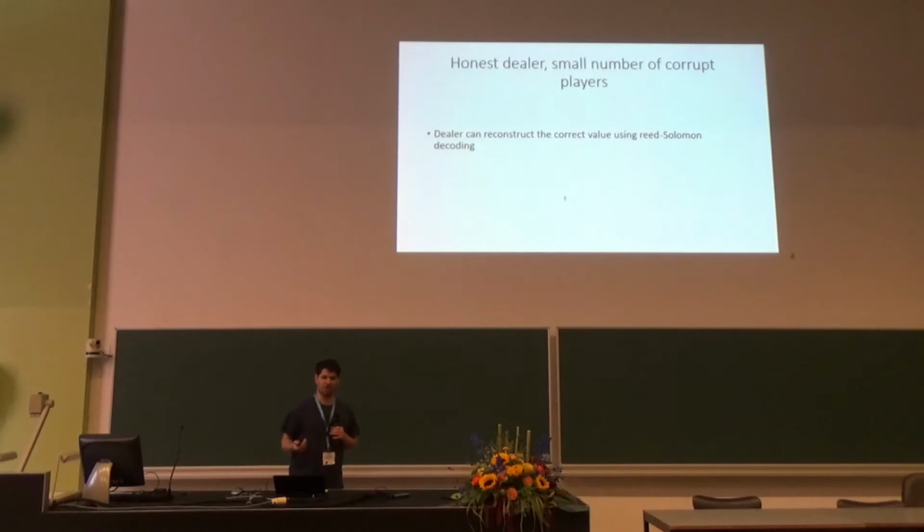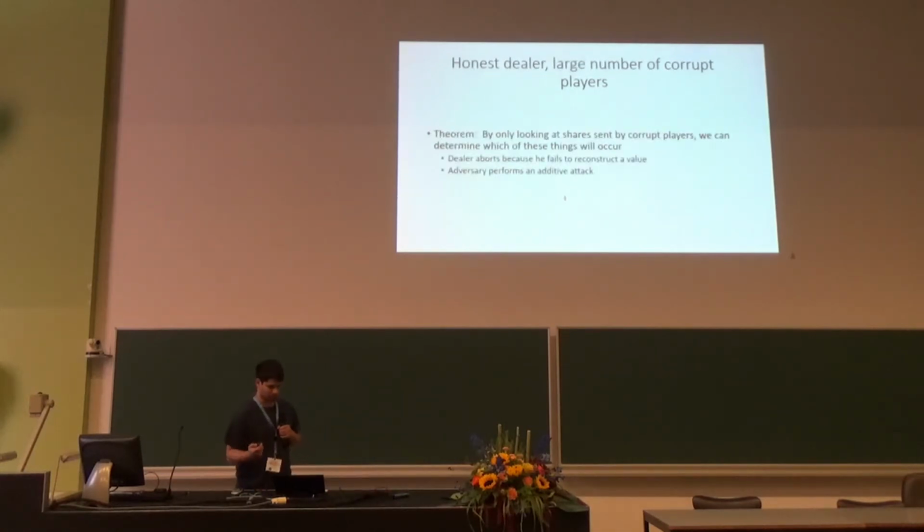The first case is an honest dealer and a small number of corrupt players. If the dealer is honest and he receives shares, and there are very few bad shares, fewer than (n-t)/2, he can apply Reed-Solomon decoding and say, hey, these are bad shares. Let me discard them and recompute what the value actually is, and in this way he can completely ignore the corrupt players. So if there are not too many corrupt players, we can just ignore what they are sending. Okay. What if there is a large number of corrupt players?